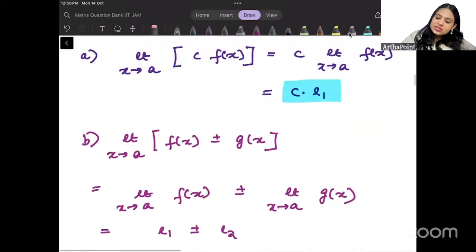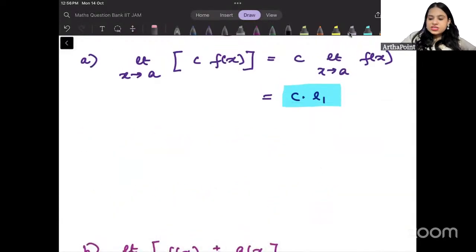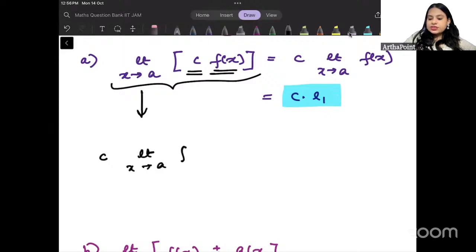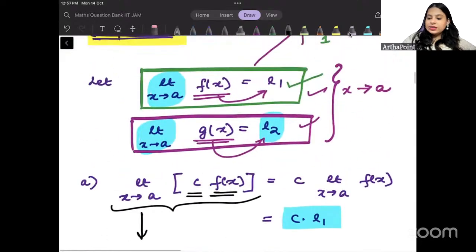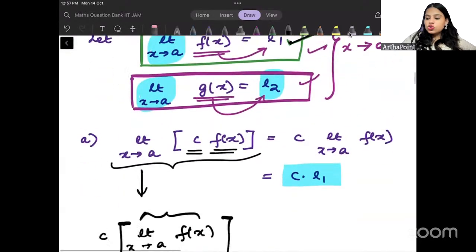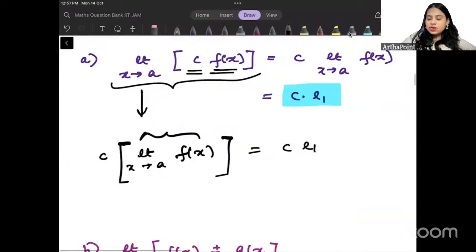Now let's take the first case. This first case is when you have a constant times the function and you're taking the limit. The constant can come out, and you can simply take the limit inside. And we know that this part, the function value when x is approaching a, is given to us as L1. So this is simply going to be c times L1.